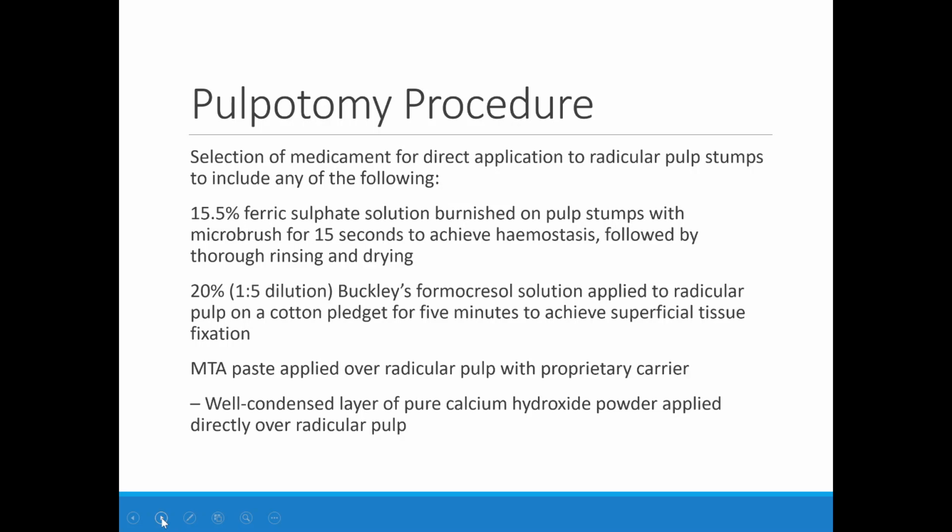We can use 20% Buckley's formocresol solution applied to radicular pulp on cotton balls for 5 minutes to achieve superficial tissue fixation, or we can say partial devitalization. And we can use MTA paste or another biocompatible material like, for example, Biodentine, bioceramics, applied over radicular pulp with a proper carrier. Or a well-condensed layer of pure calcium hydroxide powder applied directly over radicular pulp.